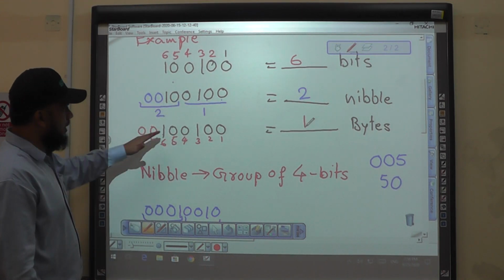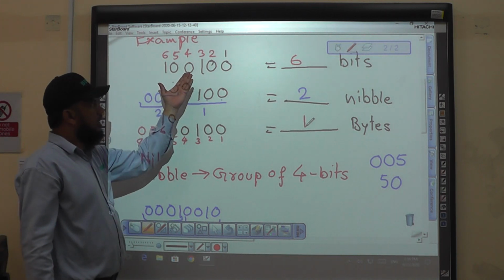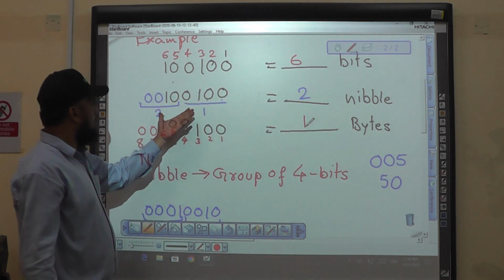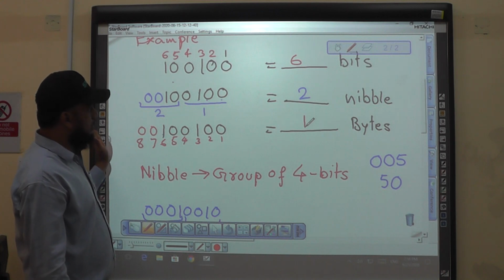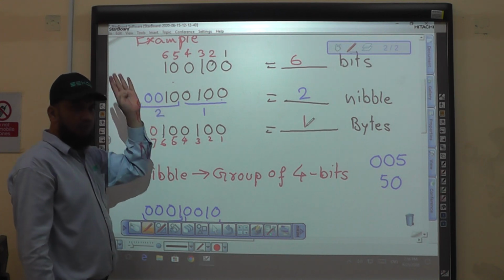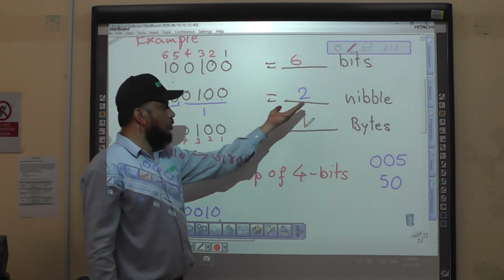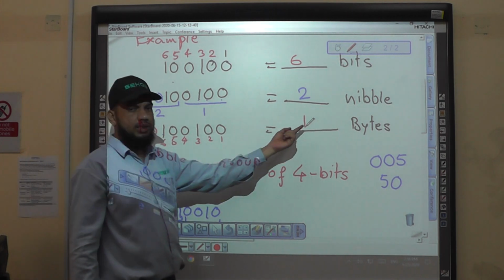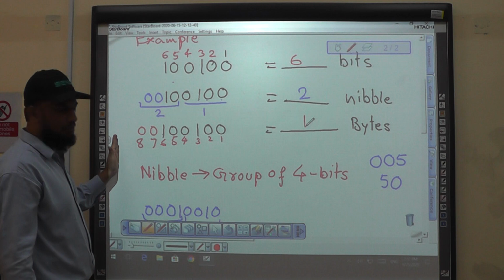In this way, the given digits we write as 6 bits. By adding 2 zeros at the left of the number to make groups of 4 bits, we write it as 2 nibbles, or we can write it as 1 byte.